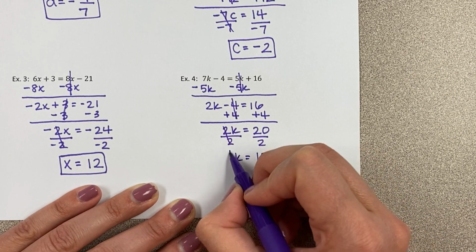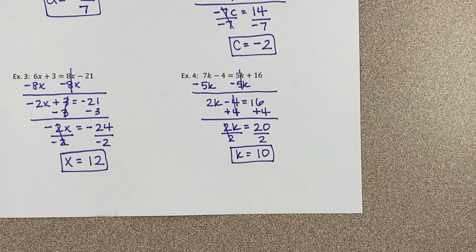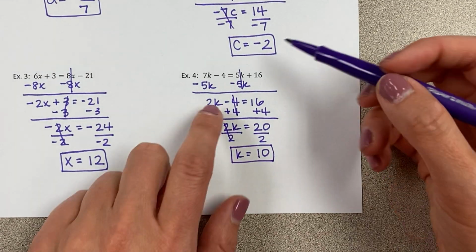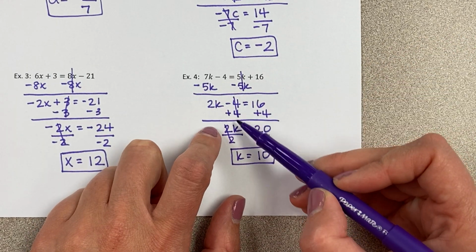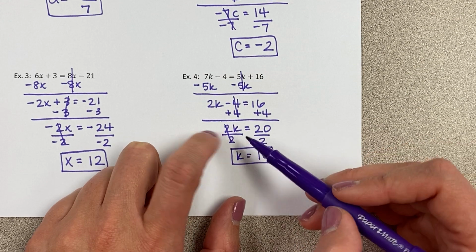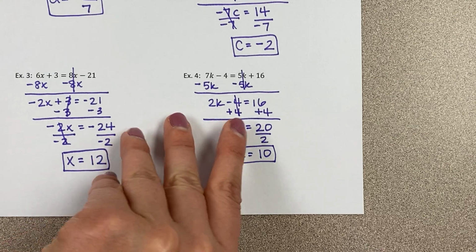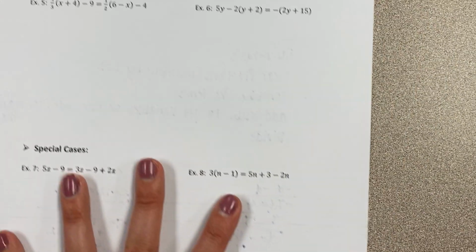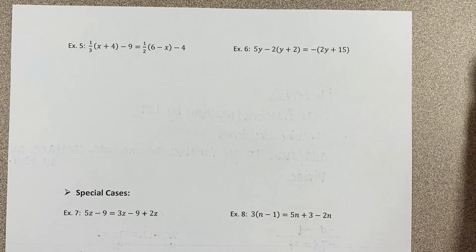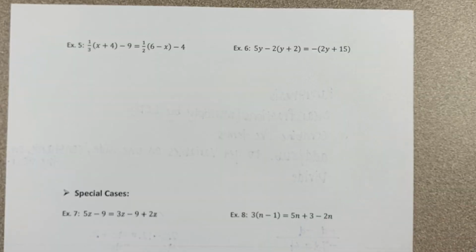We get 10. So you should be noticing the same pattern. Once we get to this point, we're either adding or subtracting the constant to the other side, then we're dividing. Happens in most problems. All right, flipping it over to the next side.